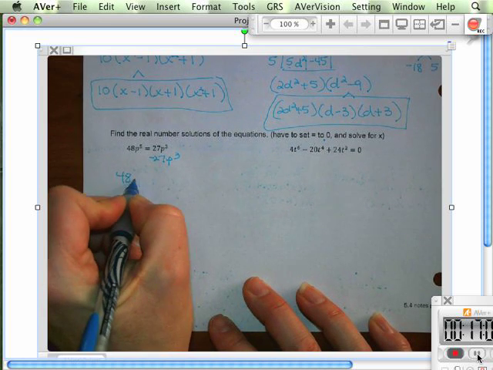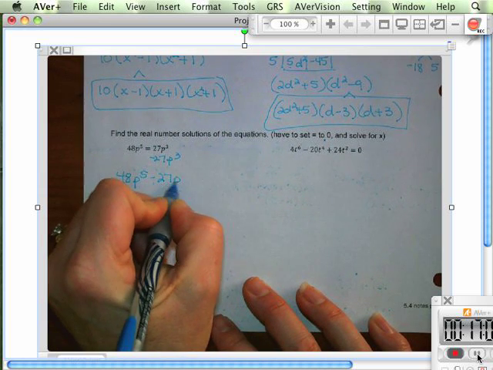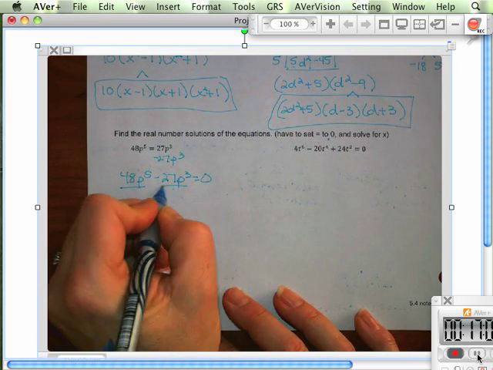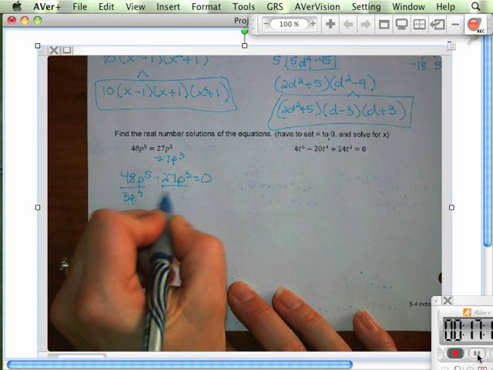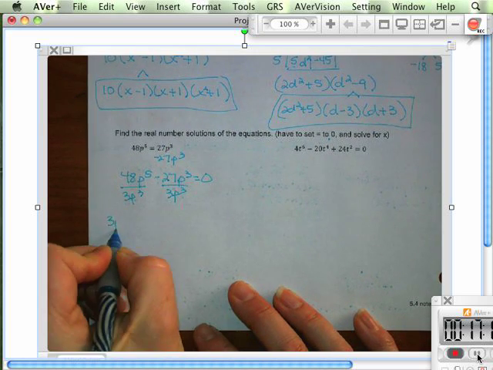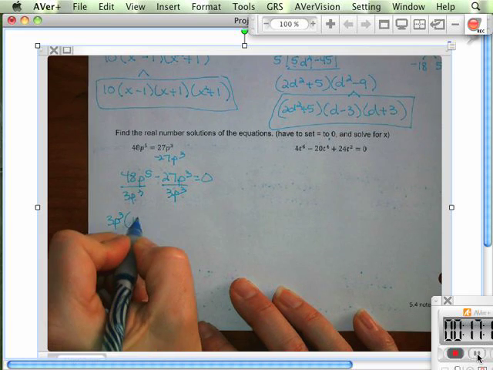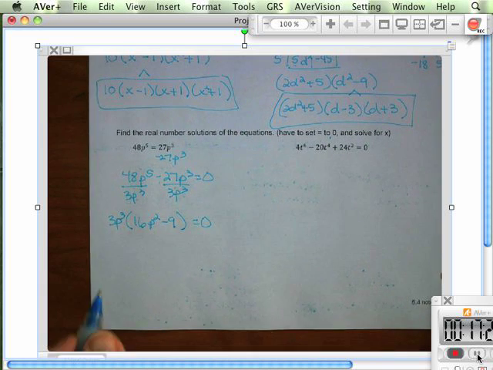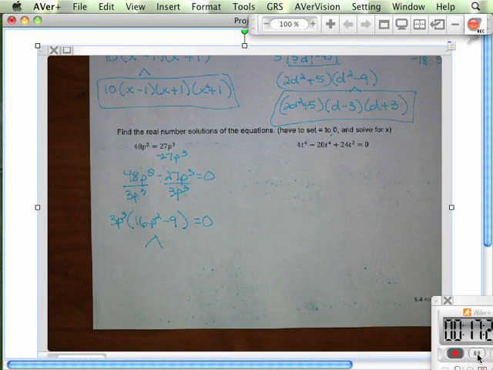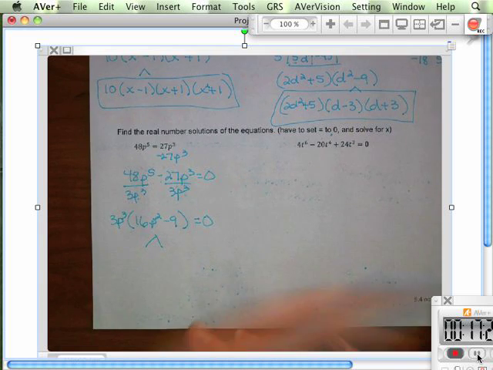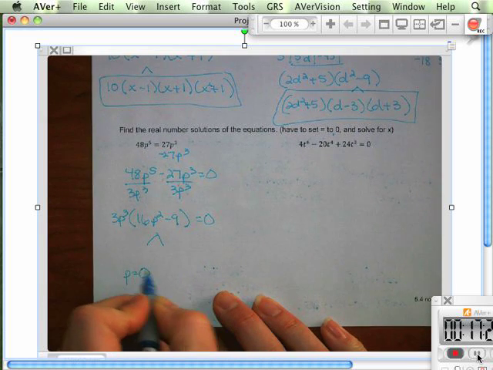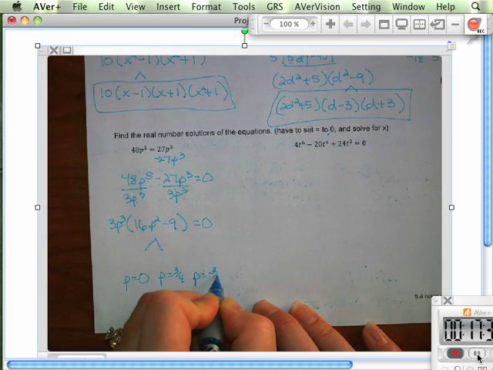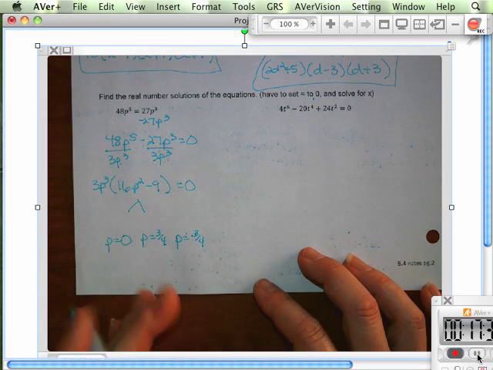48p to the 5th minus 27p cubed equals 0. And then I'm going to divide out what I can, which is 3p cubed. Pull that out. I'm left with 16p squared minus 9 equals 0. This is a difference of squares, so you would just keep going, and then you'd set your factors equal to 0, and you would get p equals 0, p equals 3/4, and p equals negative 3/4. I know I went through that pretty fast. I didn't really finish it, but I want to do a little bit more on this one.